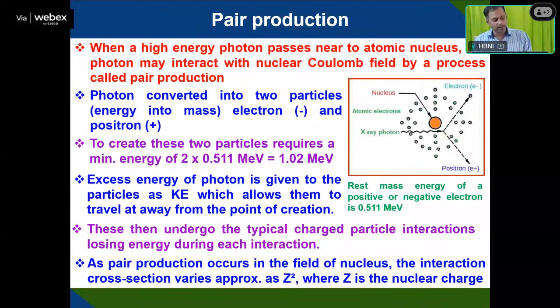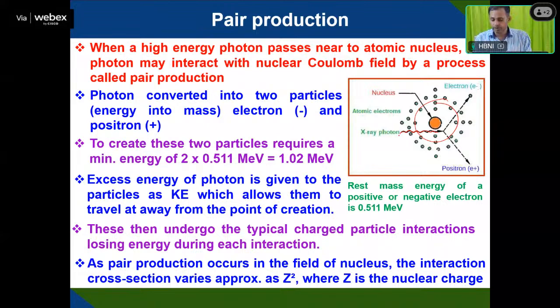Another phenomenon that occurs during photon interaction is called pair production. Pair production means that a photon is converted into two particles with mass, an electron and a positron. If an X-ray photon comes close to the atomic nucleus, that photon will interact with the Coulombic field, the nuclear Coulombic field inside here.